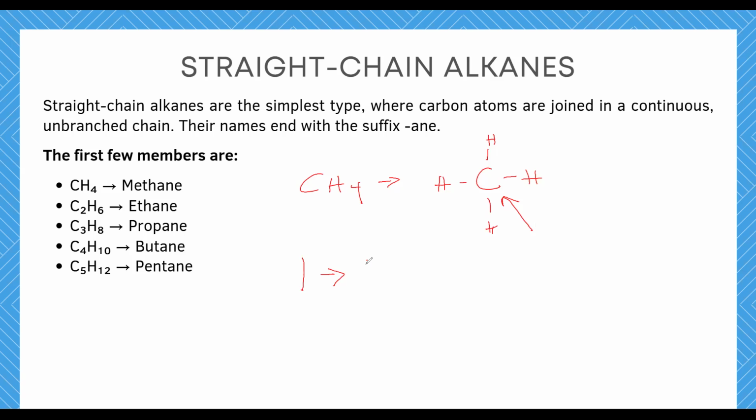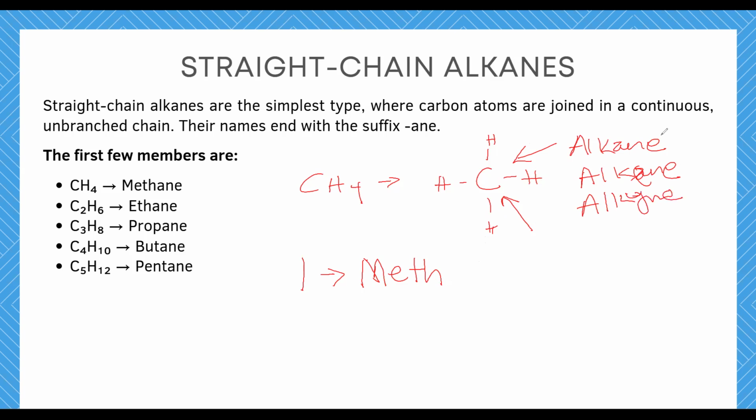Meth. Thank you very much. Meth, telling us that there is one carbon atom. Now, the next question you will ask yourself is this: is it an alkane, an alkene, or an alkyne? Which of them is it? The first one. It's an alkane because only single bonds are present, and all alkanes end with the suffix ane.